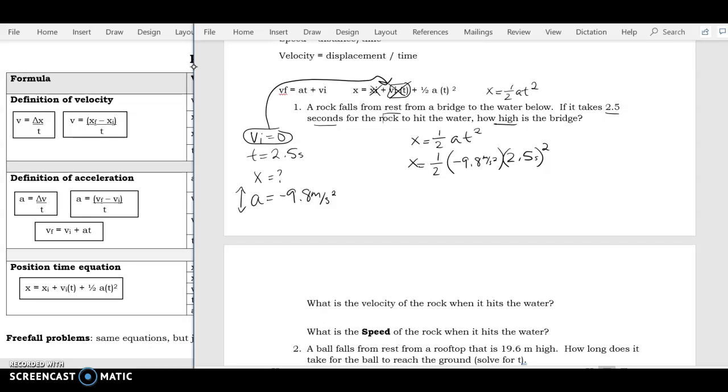Now, I get a negative 30.6, but that's just saying that if it's starting from here, it's going down. That displacement there is negative 30.6. So it asks us how high. So the bridge is 30.6 meters high.